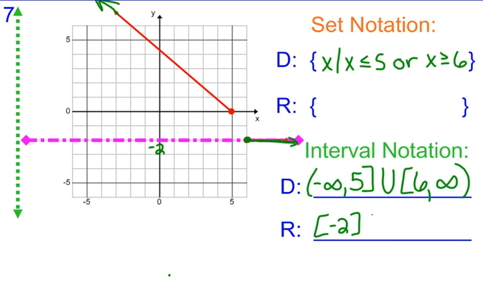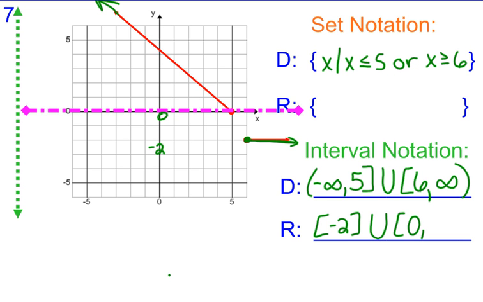I am going to touch again, so I'll have a union. As I move this line up, you'll see I start touching right here at y equals 0. That's 0 on the y-axis. So I will do a bracket with the 0 because I have a closed circle. And then as I move my line up, you'll see that I don't ever stop touching. That goes on forever and ever and ever. As I go up, always touching. So I'm going to say that this goes to positive infinity.